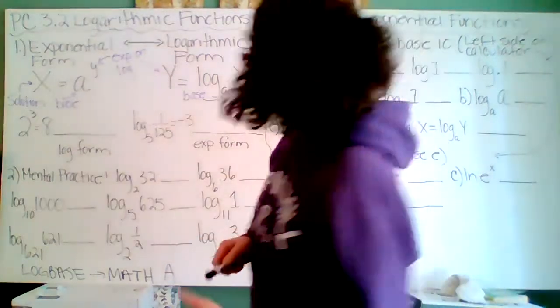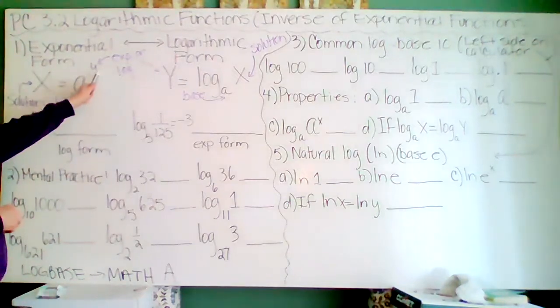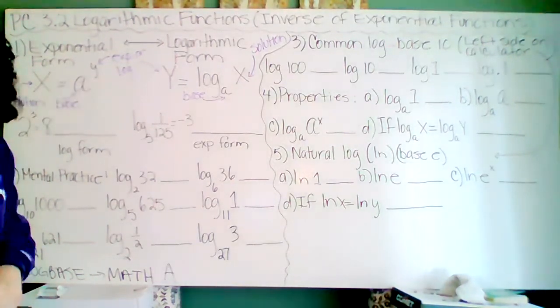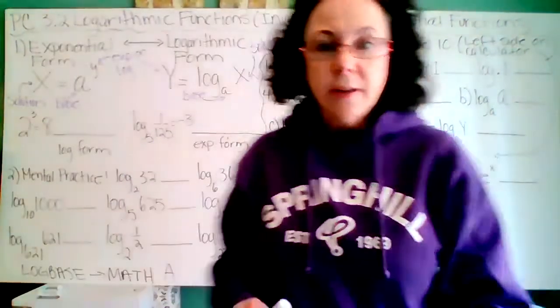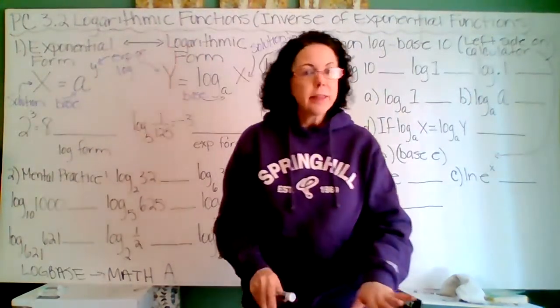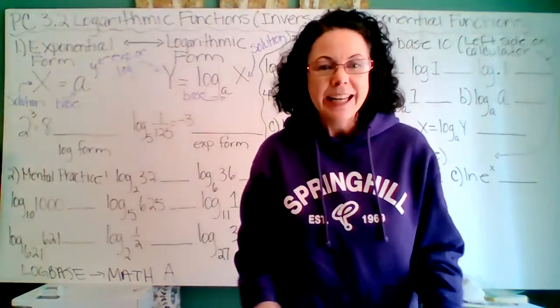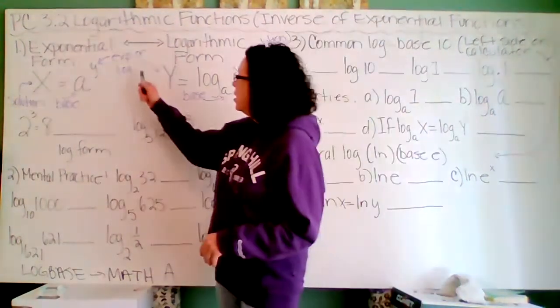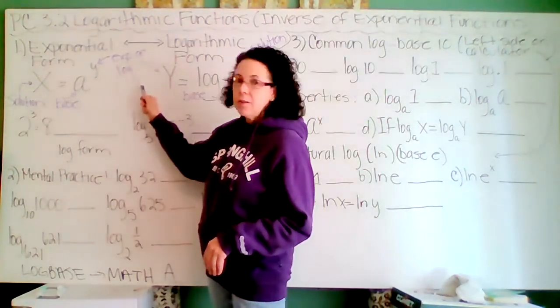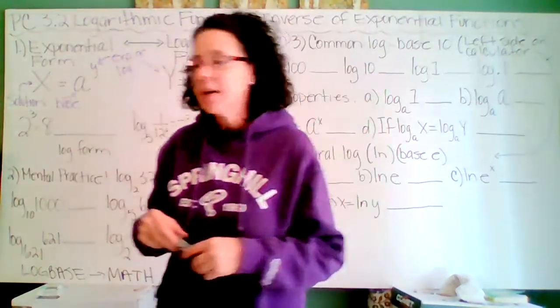So let's refresh. An exponential form is when you have a base A and an exponent of Y, and logarithm is just another word for exponent. That's nothing different, just like you would call a dog a pooch, or a cat, a kitty. It's the same. An exponent is a logarithm. So when you see log, go, that's the exponent, to help yourself out.